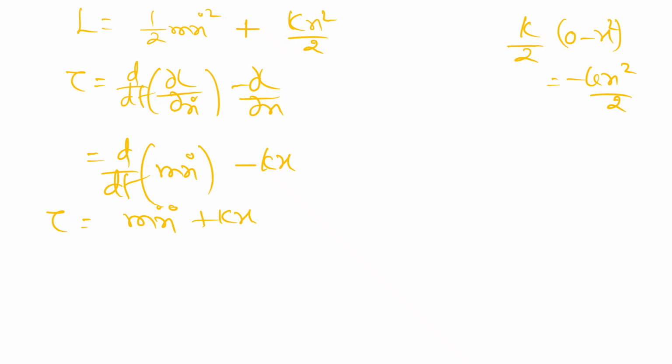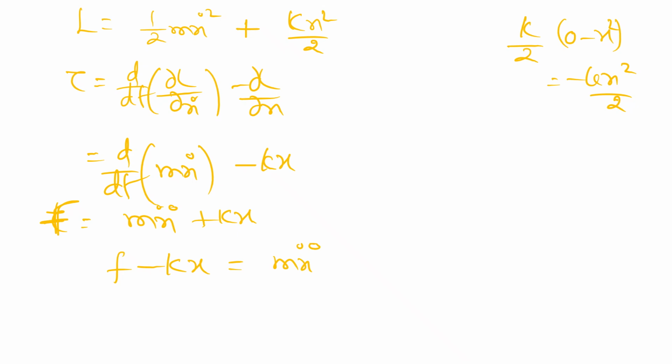Okay, so this is the linear system. You should not say this as a torque, this is a force. So force is equal to m x double dot plus kx. If you want m x double dot, you can write it as f minus kx equal to m x double dot.